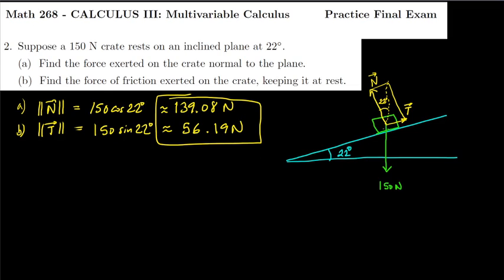Of course, if you want the vectors, you can figure out N as a vector and T as a vector, presumably in terms of i and j. Now, whether you want i and j to look like this, it might make it easier. But typically, i and j would look like this. And then both N and T will have components in the i and j directions.